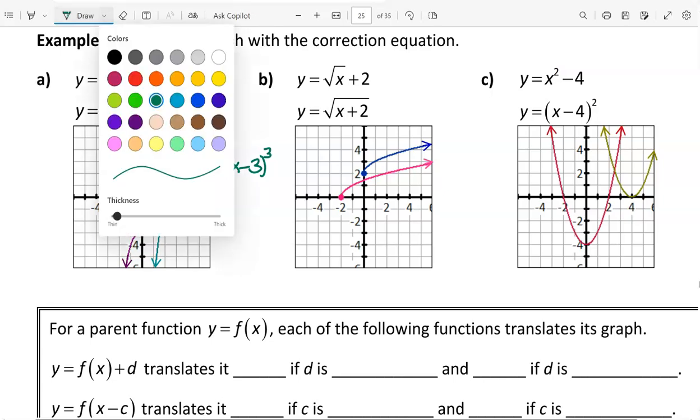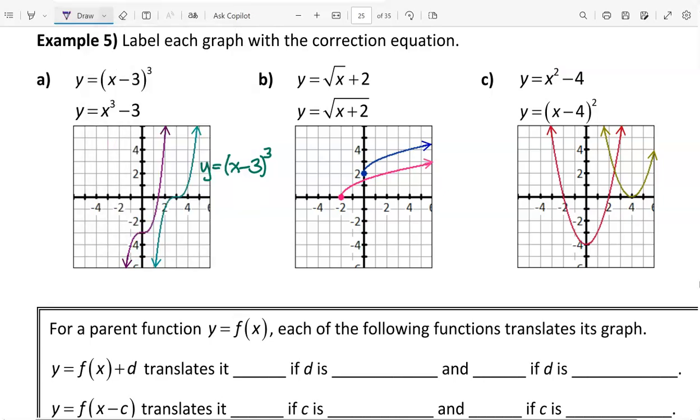And our purple graph should be y equals x cubed minus 3 because that's a translation down 3. In B, we have translations of the square root function. The blue graph is translated up 2, and you'll notice in the first equation that we have the plus 2 outside the square root. That's going to be an effect on the output variable, which is y.